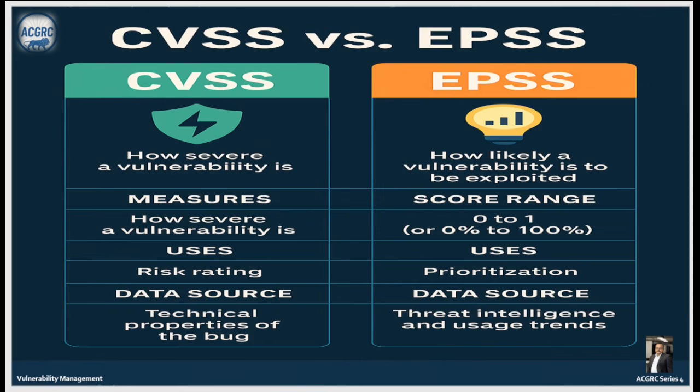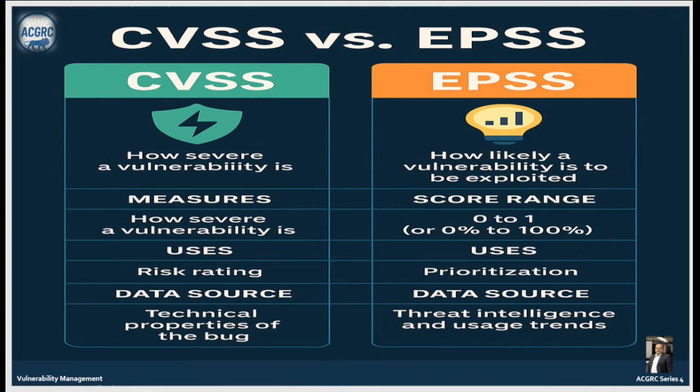Now, how does EPSS work? Well, EPSS uses machine learning to analyze tons of data, such as: is there a public exploit code available for this vulnerability? How old or new is the vulnerability? How often is it being talked about online or in a security forum? Does it affect widely used software or systems?